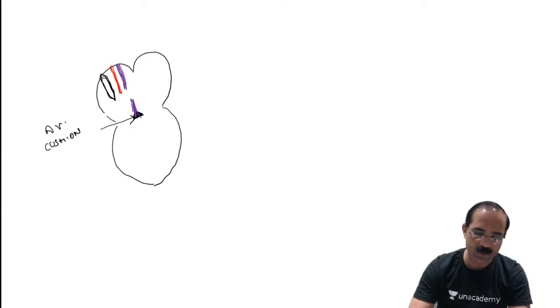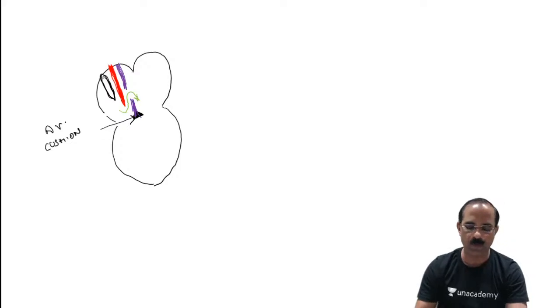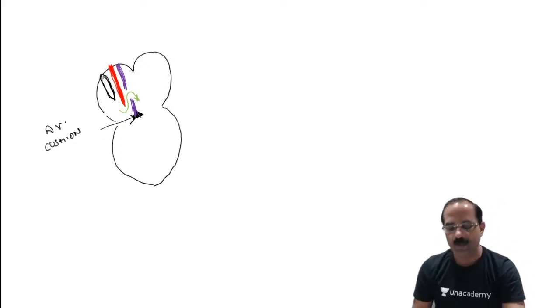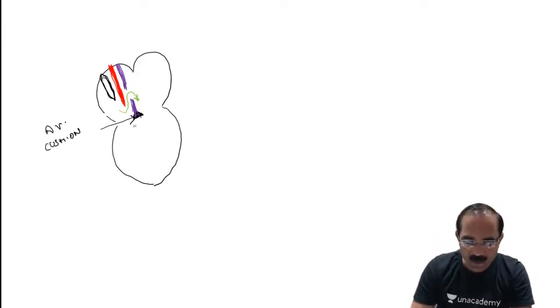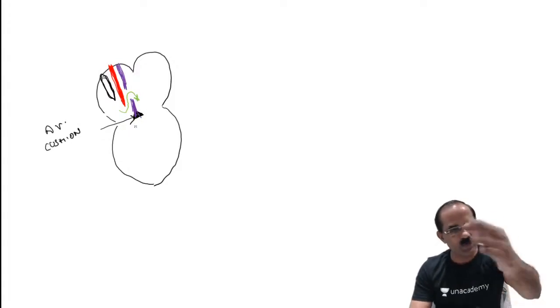And what is this septum known as? That's the septum secundum. And this septum secundum comes and lies next to the septum primum, and this opening is now known as the foramen ovale. Foramen ovale.